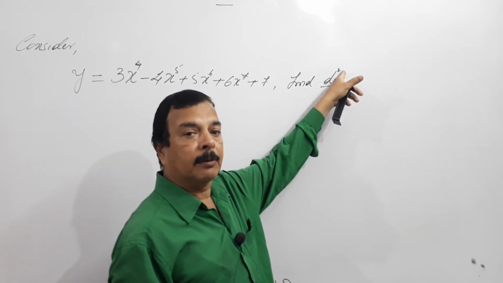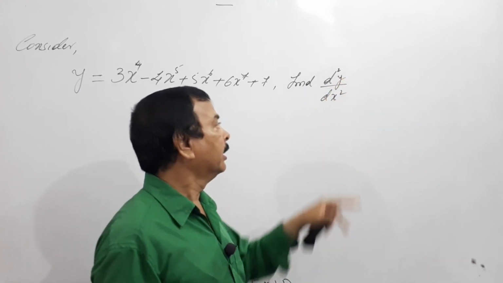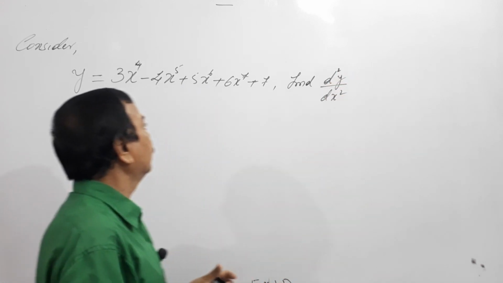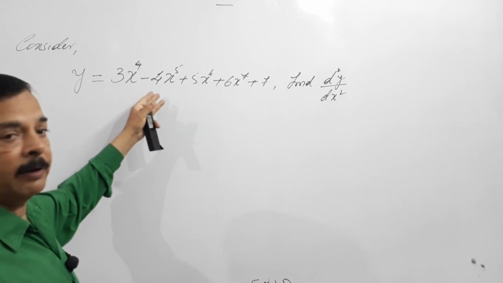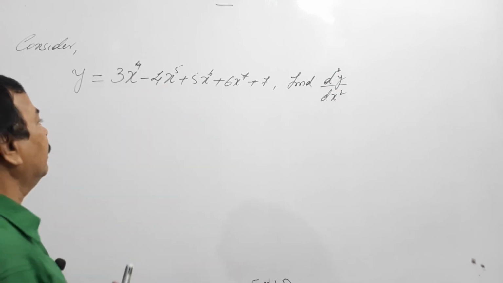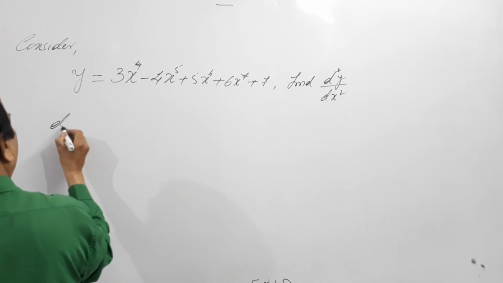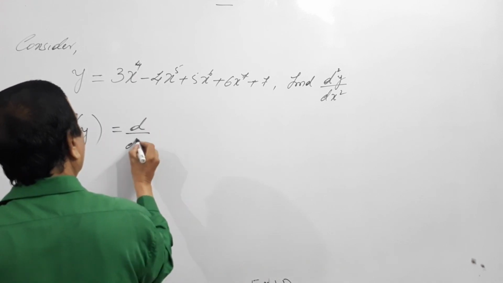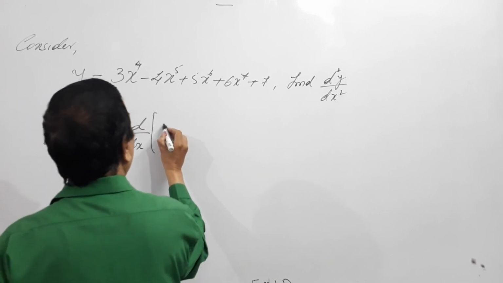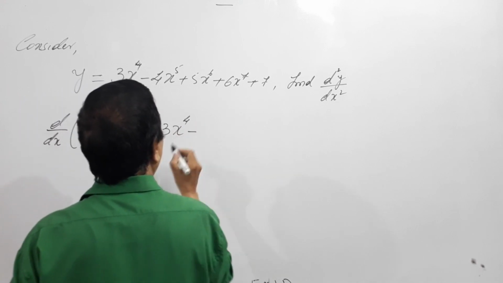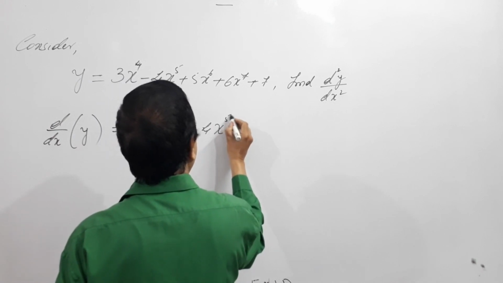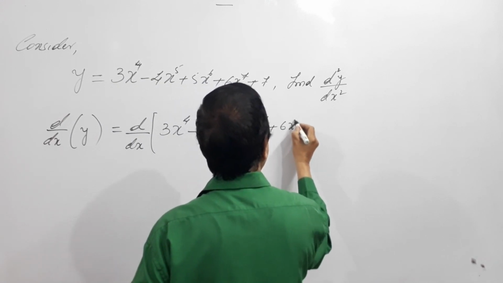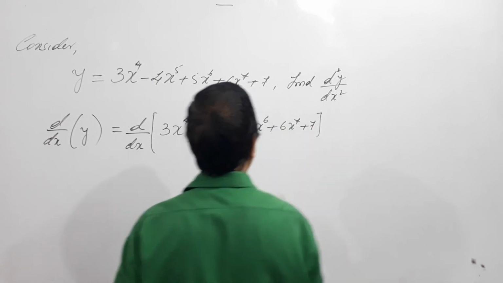The moment you see this power, if it is 2, it has to be differentiated twice. If it is 3, you have to differentiate it thrice. So depending on its power, you have to differentiate it. Here y is a function of x, so it can be differentiated. Let's differentiate this for the first time. d by dx of y equals d by dx of 3x to the power of 4 minus 4x to the power of 5 plus 5x to the power of 6 plus 6x to the power of 7 plus 7.